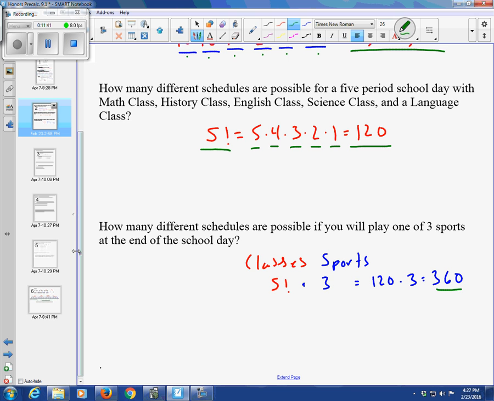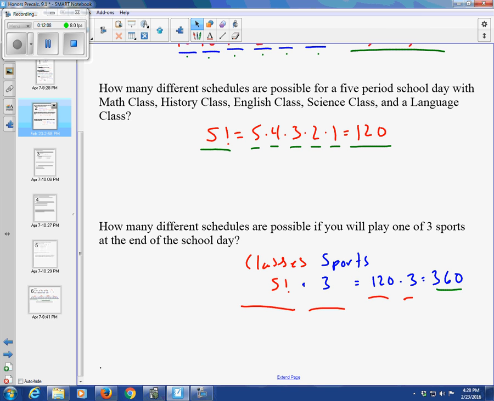Now, if we also add in 3 sports in the afternoon, we can think about this as the multiplication principle of counting. We've got the number of ways the first stage can happen, the school day, times the number of ways the second stage can happen. What we would say is that would be 5 factorial times 3. So this would be 120 times 3, which gives us 360 possible school days plus 1 of 3 sports. All right, so we will stop this video here and talk about more combinatorics in the next video.